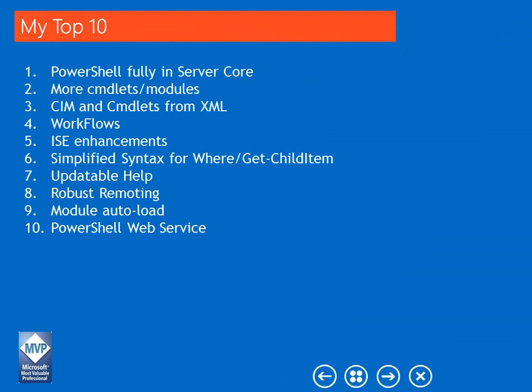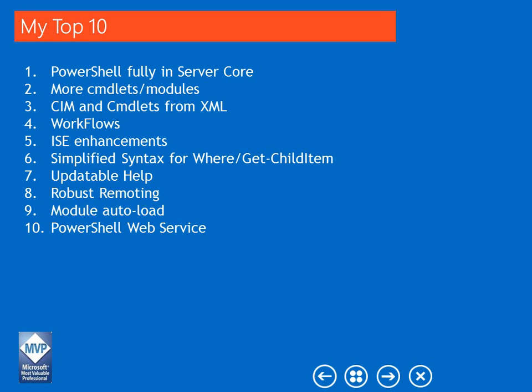So my top 10 starts off with PowerShell now being fully a part of Server Core. As I'll show you, you can very easily boot up, get into PowerShell, and you can even change the default shell to be PowerShell. Number 2, more commandlets, more modules. Gosh, there's so much new stuff, it's hard to keep up. Third, CIM, the Common Information Model, and the commandlets from XML. This is effectively a rehash of WMI. Think of it as WMI V2 or vNext.